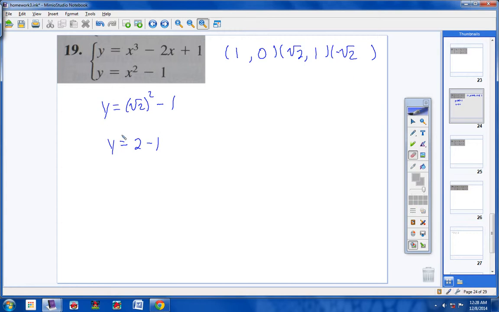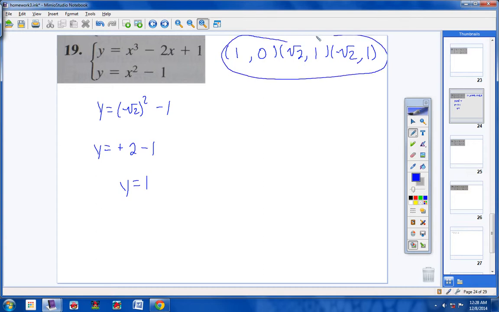Now I'm going to put in negative square root of 2, and you're going to see, students, that you will get out the exact same answer, which is 1. And I'll show you that real quick. Y equals parentheses negative square root of 2 quantity squared minus 1. Now, when you square a negative, it's positive. When you square a square root of 2, you get 2 minus 1. So y equals 1. So there we go. If you were to graph these two equations, they would intersect in 3 different places. Okay? Alright, let's go ahead and continue on.